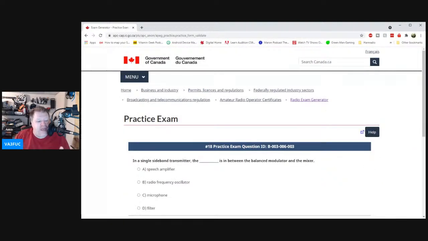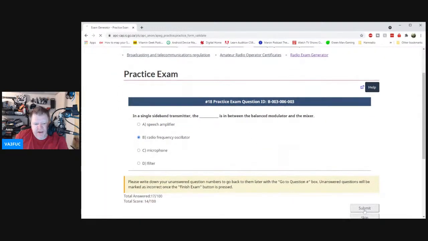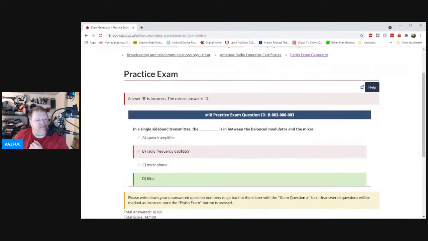In single sideband transmission, the blank is between the balanced modulator and mixer. This is the one I really hate. Is it a speech amplifier, radio frequency oscillator, microphone, or filter? I want to say radio frequency oscillator. Let's go with B. Feeling's not right, but let's submit it. It's not. It is D, filter. So remember that if you see that question. Between balanced modulator and mixer, it's going to be D, the filter.